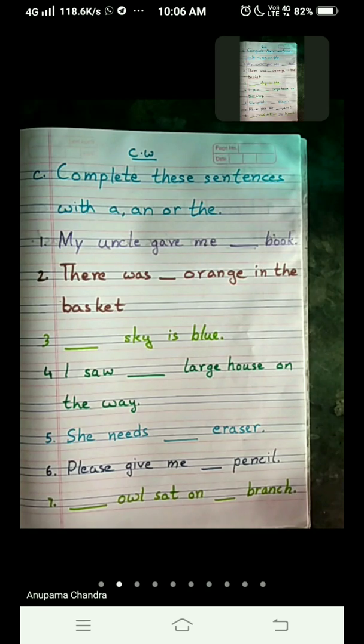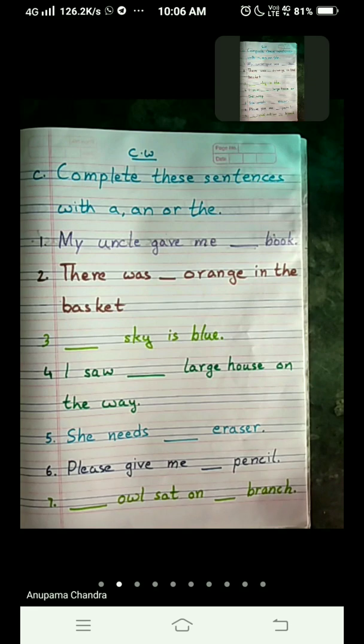So children, we are talking about articles a, an or the. When do we use a, an or the? We use a before words beginning with a consonant sound and an before words beginning with a vowel sound. Now you remember what are vowels? We have done in first standard.